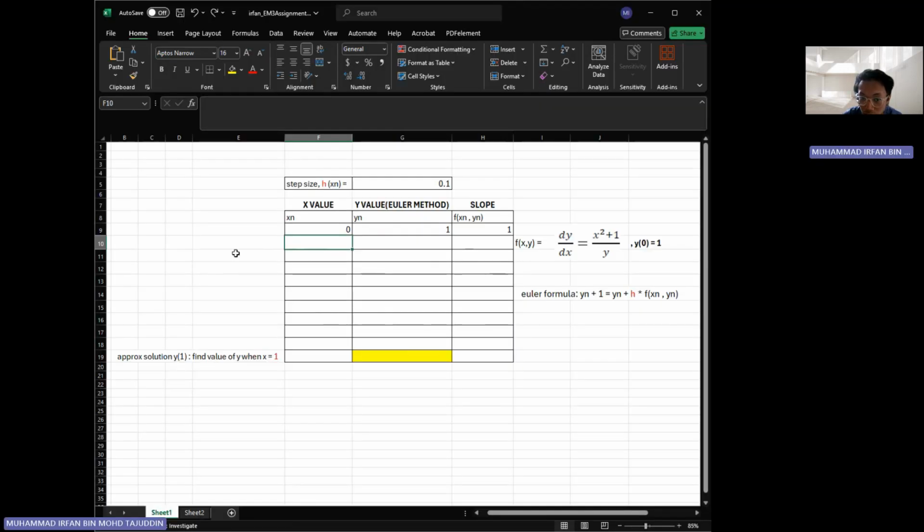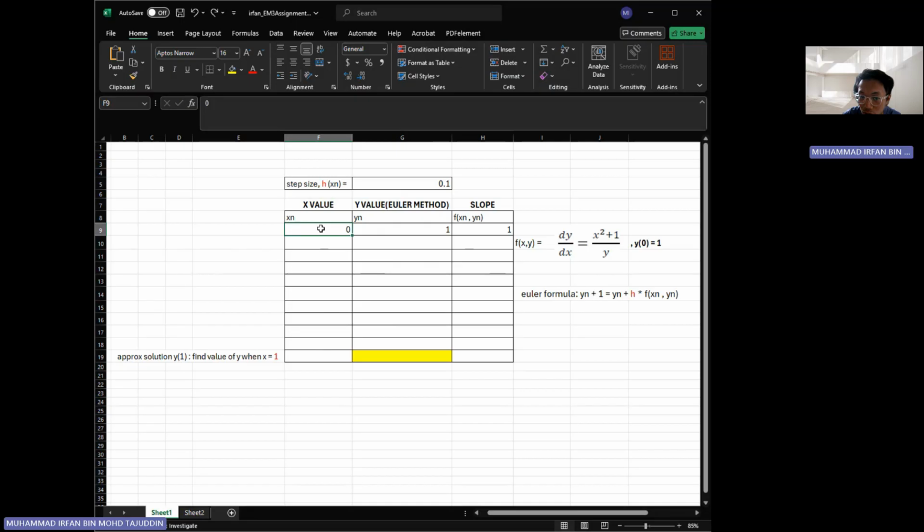Now I'll show you in Excel how I apply the Euler method to solve the IVP dy/dx = (x squared + 1) divided by y when y0 is equal to 1. First I choose the step size h equal to 0.1 and calculate the approximate value of y1. I use 3 columns. The first column is the x value.